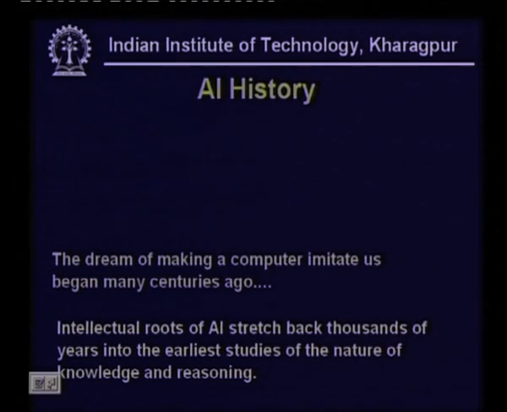Now that we have looked at some of the approaches of AI and what AI can do and not do at present, let us have a look at the brief history of artificial intelligence. The dream of making a computer imitate us began many centuries ago. Intellectual roots of AI stretch back thousands of years into the earliest studies of the nature of knowledge and the nature of reasoning.